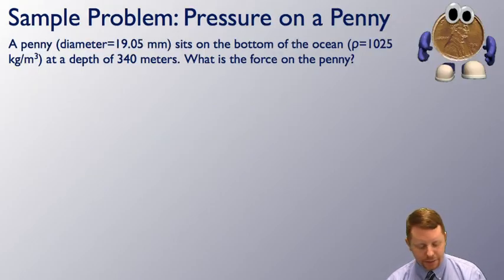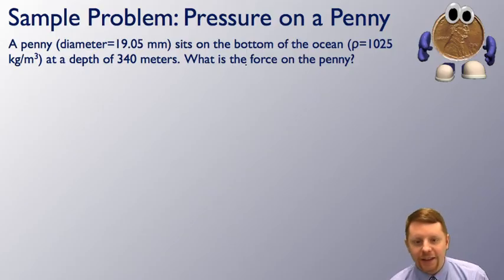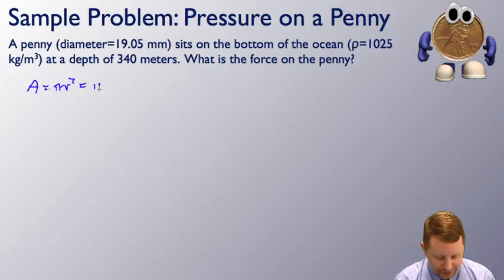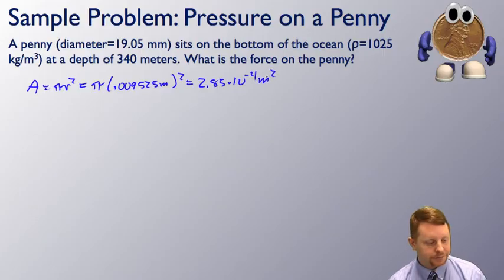Let's take a look at the pressure on a penny. A penny with a diameter of 19.05 millimeters sits on the bottom of the ocean, seawater, 1025 kilograms per meter cubed for its density, at a depth of 340 meters. What is the force on the penny? Well, let's start out by finding the area of the penny. The area of that penny is going to be pi r squared, where r is going to be half the diameter. So that's pi times 0.009525 meters squared, or 2.85 times 10 to the minus 4 square meters.